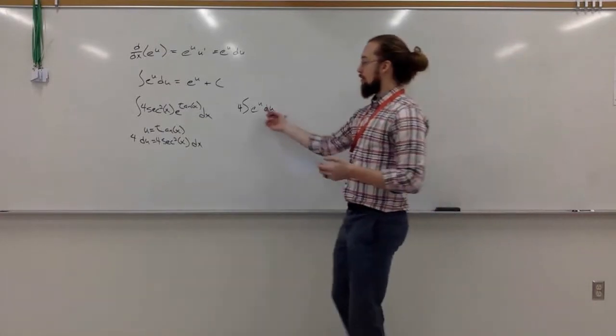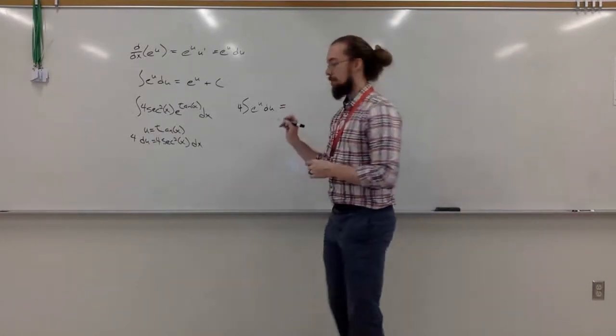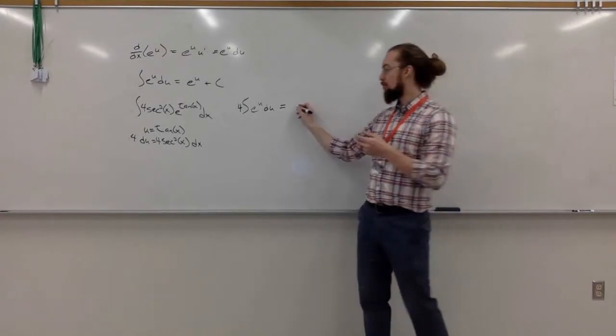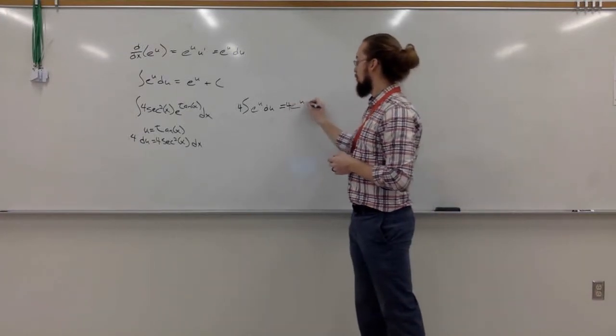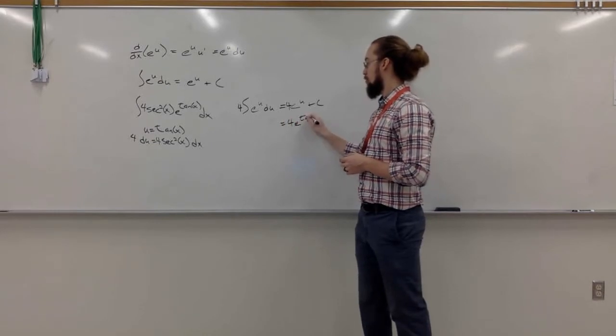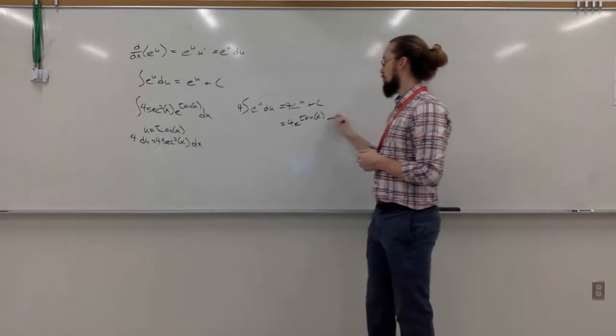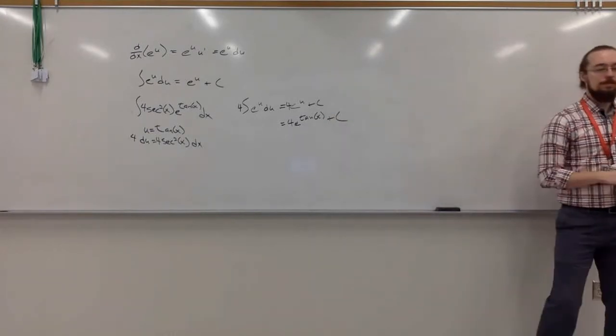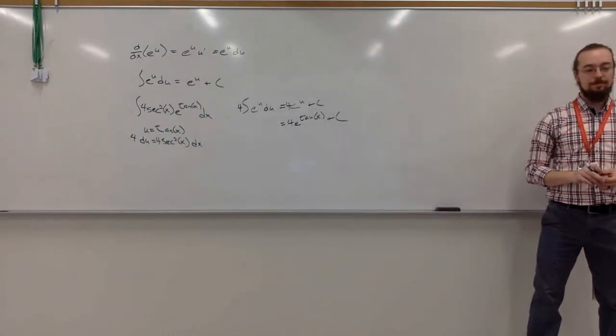So what's the antiderivative of e to the u du? E to the u. So 4e to the u plus c. Plug the u back in. So 4 times e to the tangent of x plus c. My squiggly lines are looking more like S's.